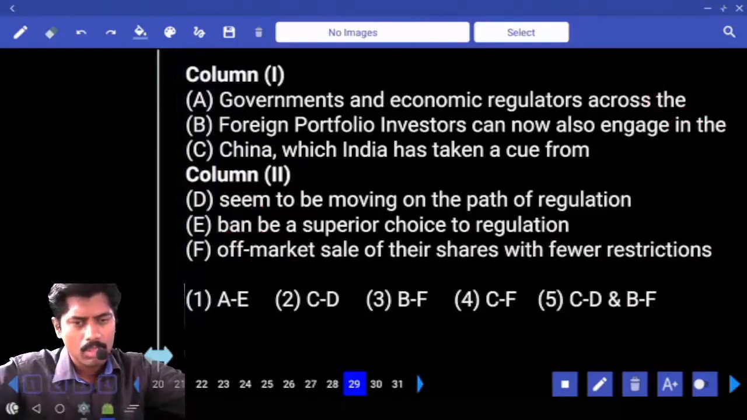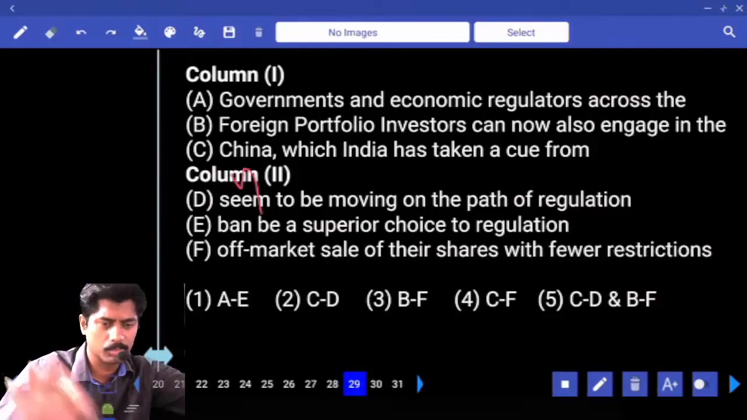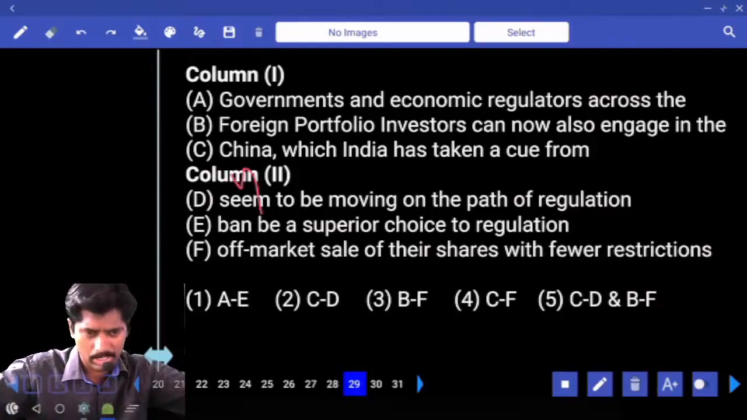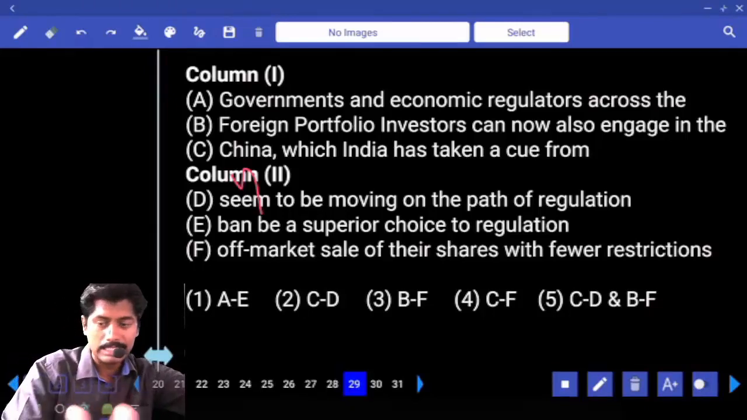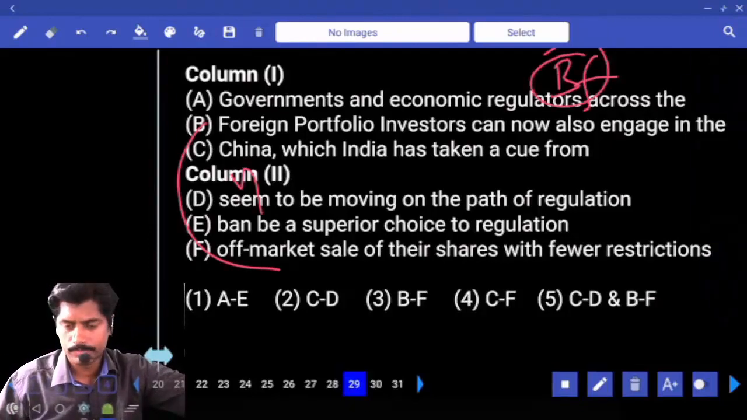Look at B. FPI, foreign portfolio investors can now also engage in the seam. The is an article. The seam, verb. Seam is a verb, no. The ban, noun, okay. The off-market sale, yes. Investors can also engage in the off-market sale of their shares with fewer restrictions. So BF. Do we have only BF?